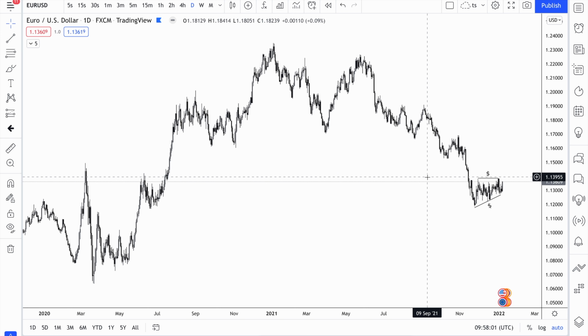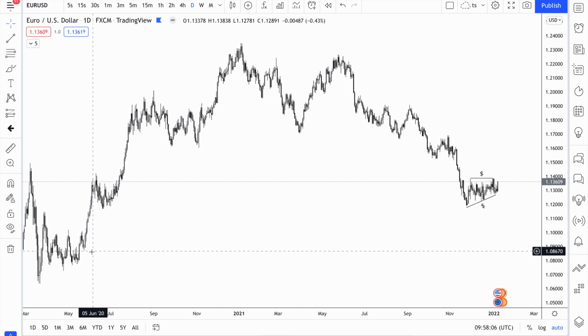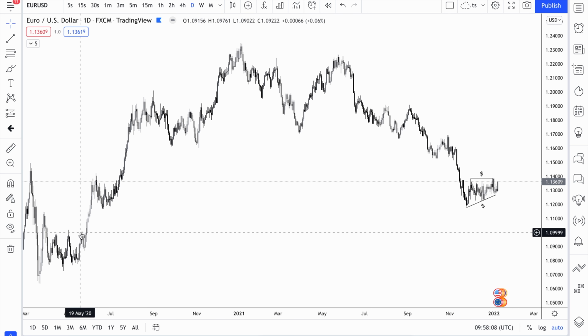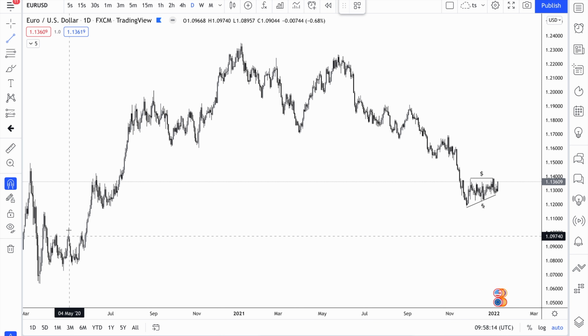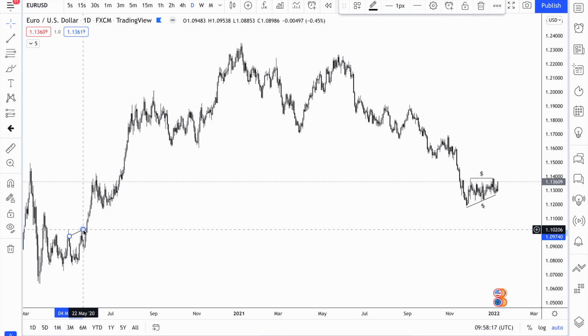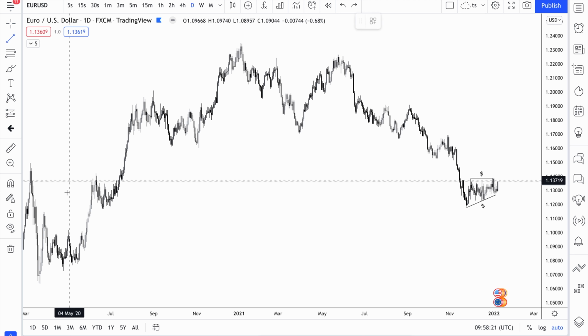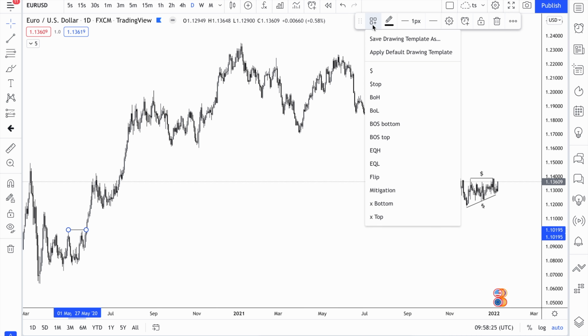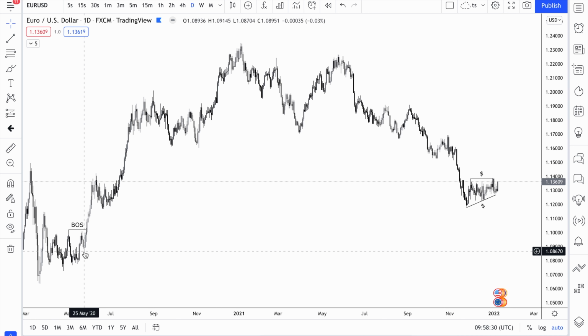Now let's zoom out a little bit and let's have a look at the wider picture. So this impulsive move here has broken this structure and this one here. So let's mark this as a break of structure. So we've got this break of structure and we've also got this demand zone just here.